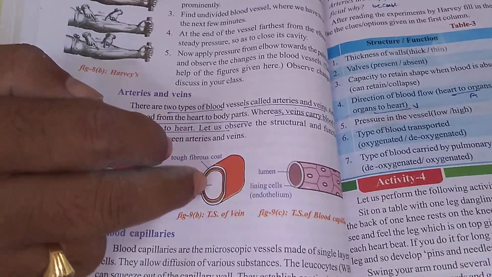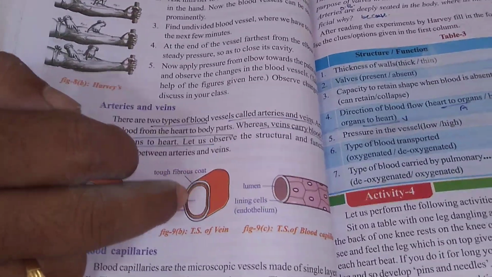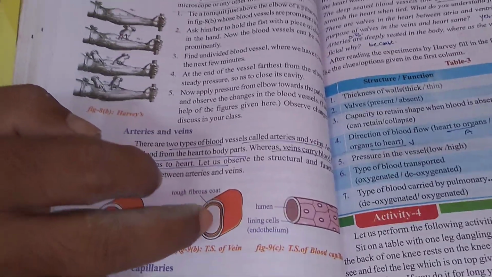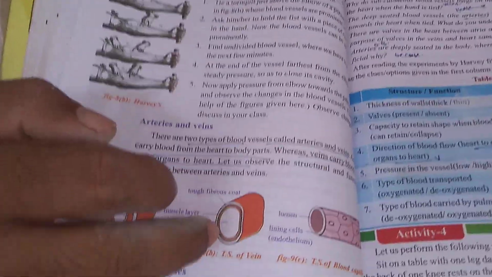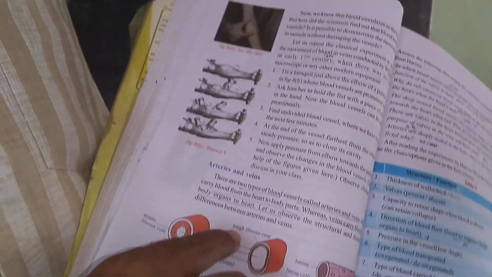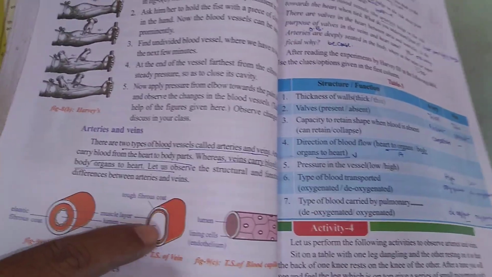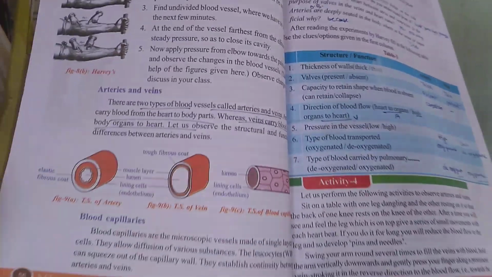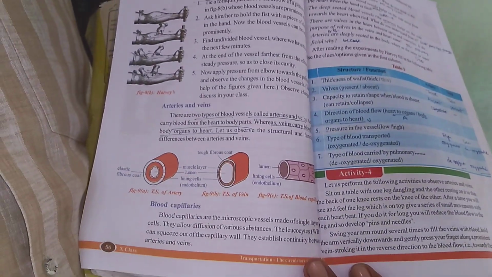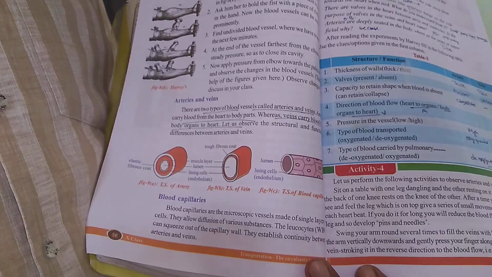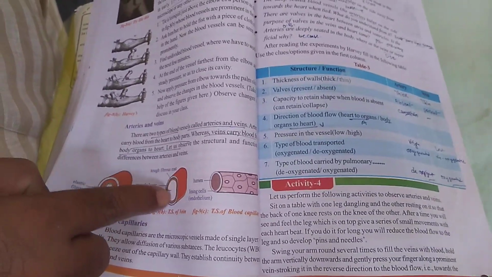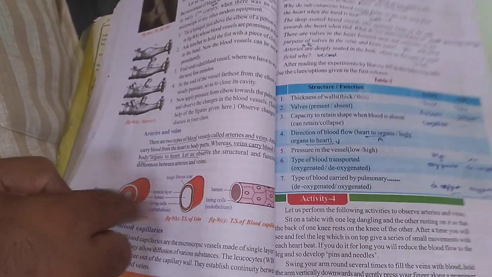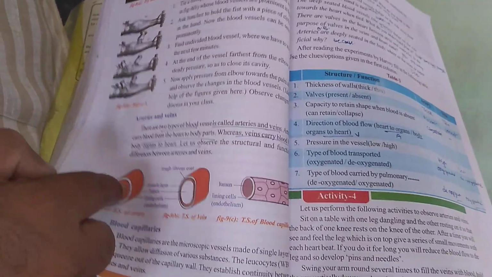Coming to the veins, they have less fibrous tissue, so they are less rigid blood vessels, with a thinner fibrous coat. The lumen is larger. Why? Because they have to carry blood against the force of gravity towards the heart, so they have more lumen space. So these are the structural differences between arteries and veins.